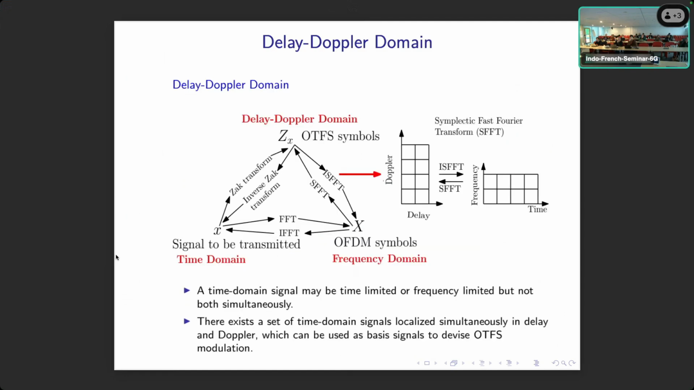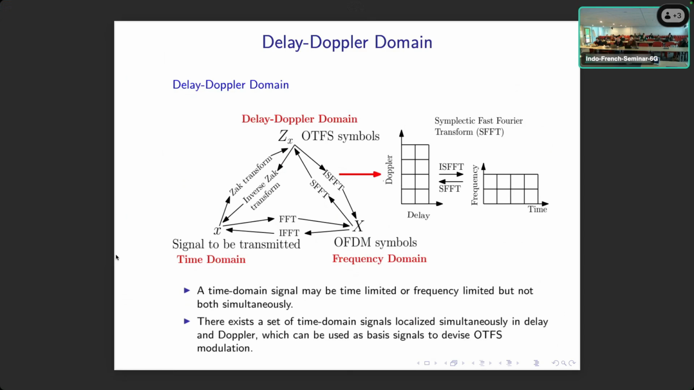So let me explain from this diagram. Ultimately, the signal to be transmitted has to be in the time domain. Here, this is the signal to be transmitted. In OFDM, we are in this particular frequency domain. And in OTFS, we are in the delay Doppler domain.